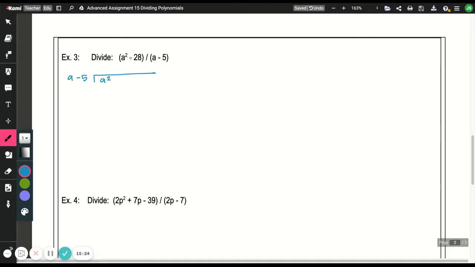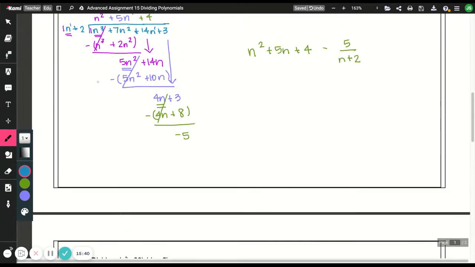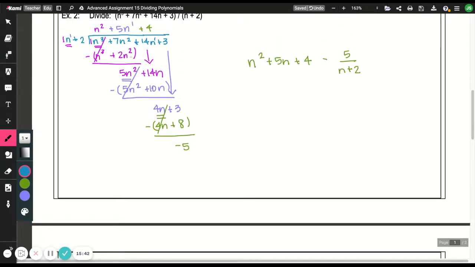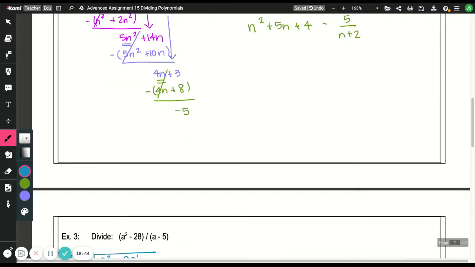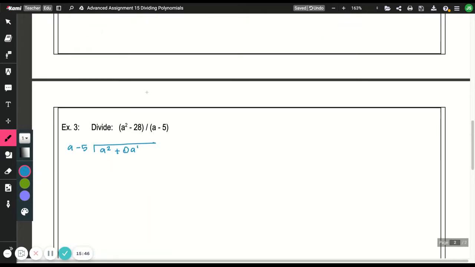So since it skips the a to the first, we need to put a placeholder in there. How many a to the firsts are there? There aren't any of them. So there are 0 a to the first terms. And that's because when I do this step up here, I'm going to need something to line it up under. So a squared plus 0 a to the first minus 28.